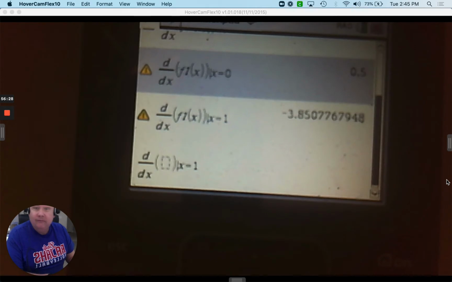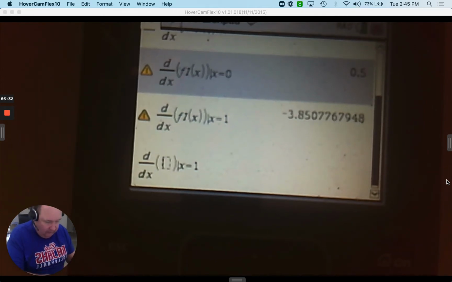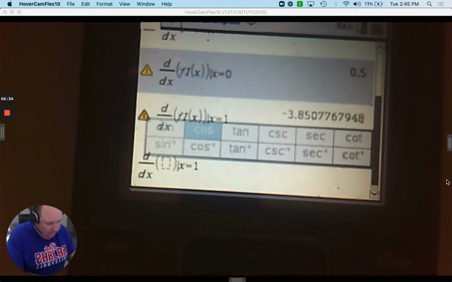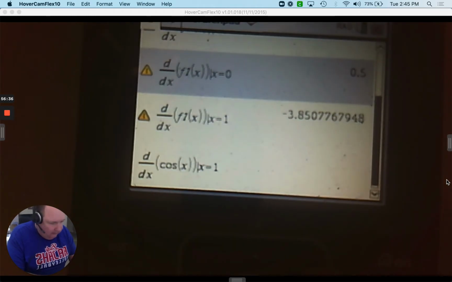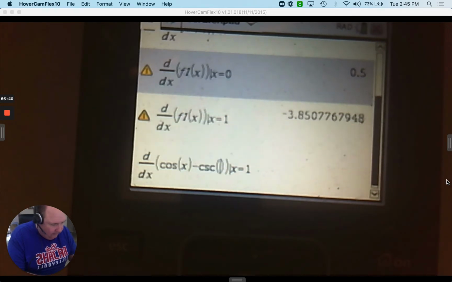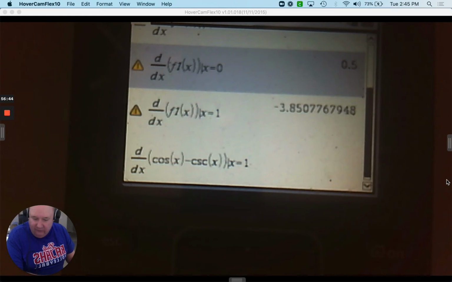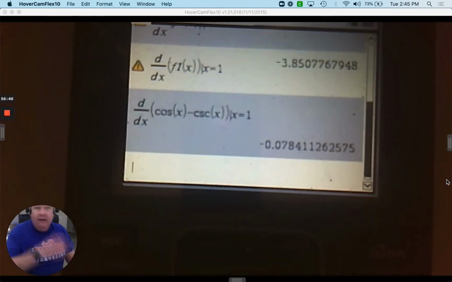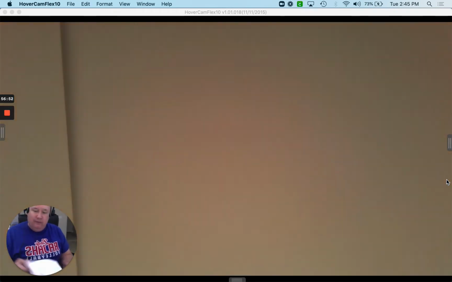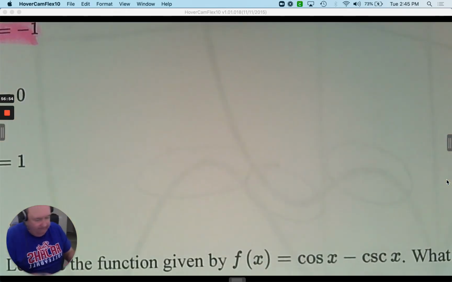Then I'm going to plug in the function, not f1 at x. It's a different function. So it's cosine x subtract cosecant x. So there you have it, cosine x subtract cosecant x. And then what's the value of the derivative? And then look for the answer that matches it. So the answer to number 36 is C.